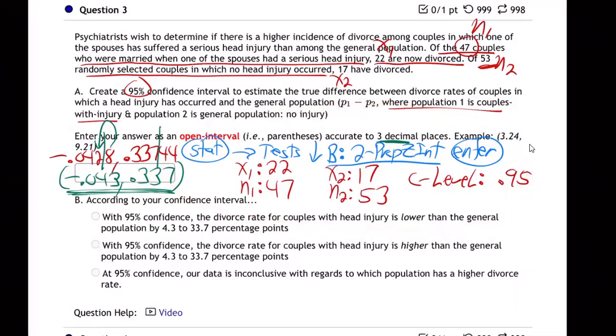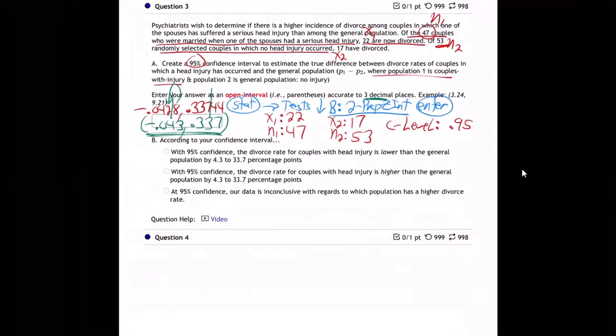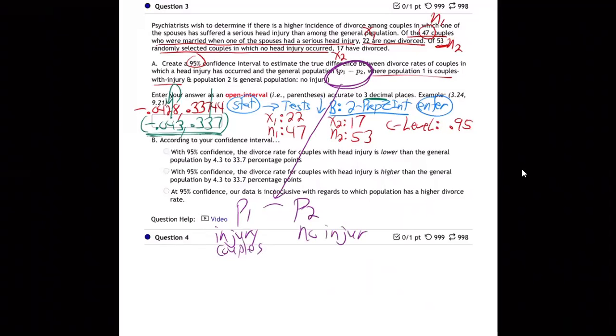Here's the hard part. I'm going to reason this out with you. This is the tricky part. Hear me on this now. Realize that what we just did is we just subtracted two things. We just took population 1 minus population 2. That's what this is. This is a difference. See right here, P1 minus P2: the injury couples minus the no head injury couples.